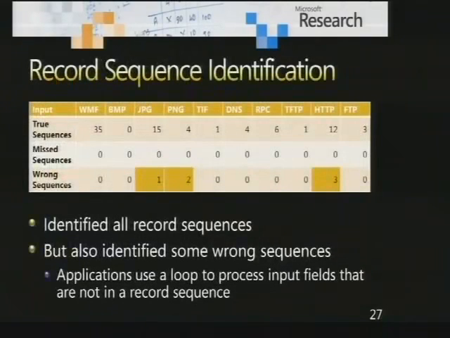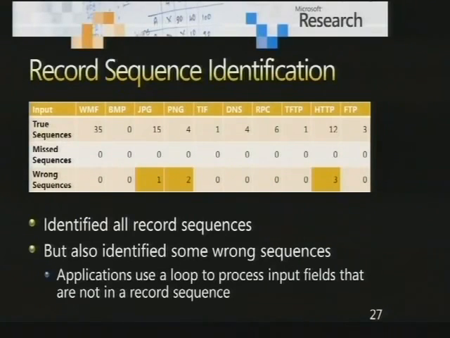So I just want to give details on one metric. Here we show that on the 10 formats, we identified all the record sequences, based on the second row. We're saying the missed sequence is 0. And the third row shows wrong sequences. We identify some wrong sequences.